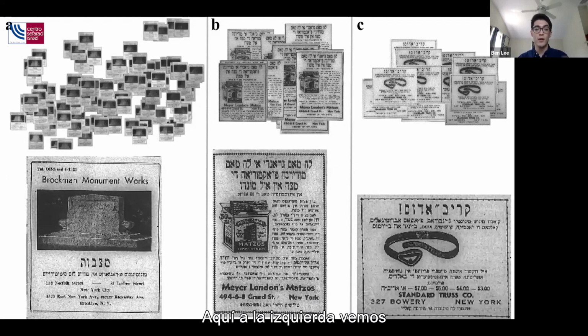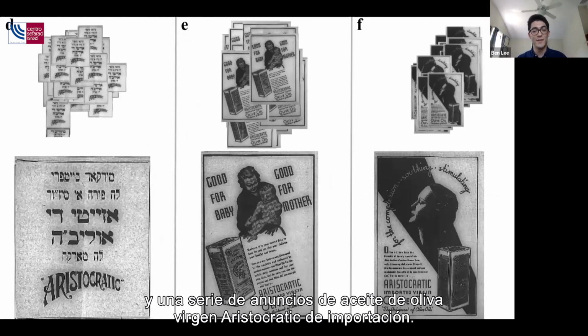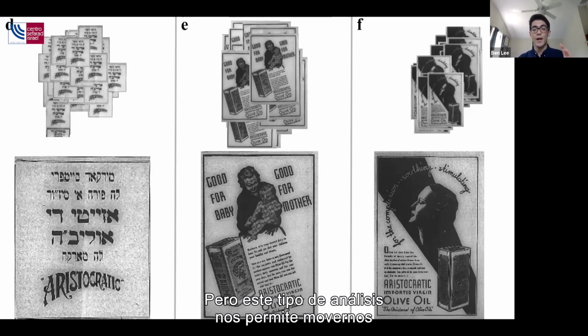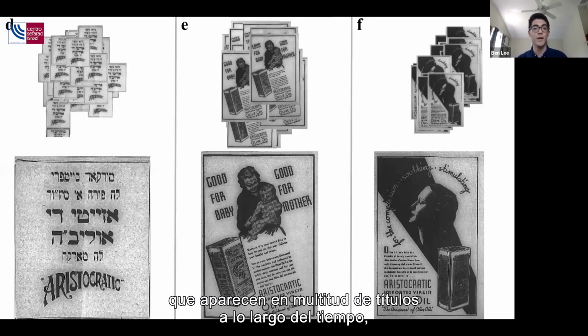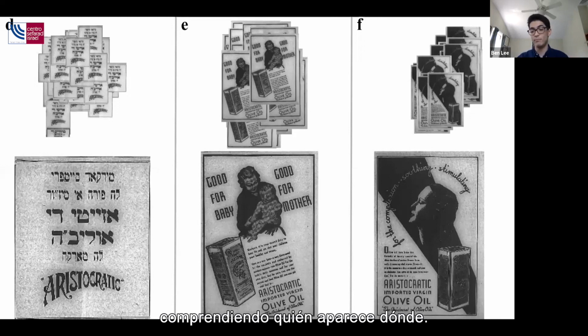And so here on the left, we see 30, 40 advertisements showing Brockman Monument Works. We have Meyer London's matzahs, and then a number of advertisements for Aristocratic imported virgin olive oil. But this kind of analysis allows us to move, I think, from the static page to really begin to think about networks of advertisers appearing in multiple different titles across time, understanding who's appearing where.